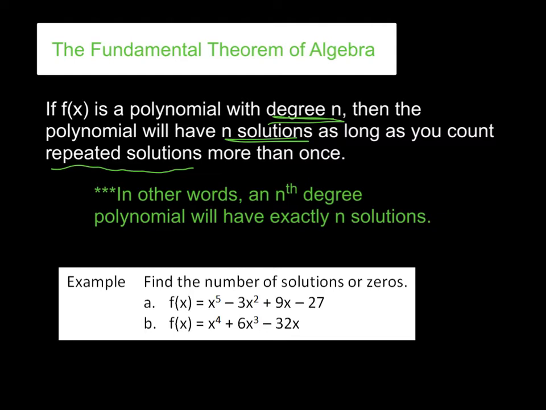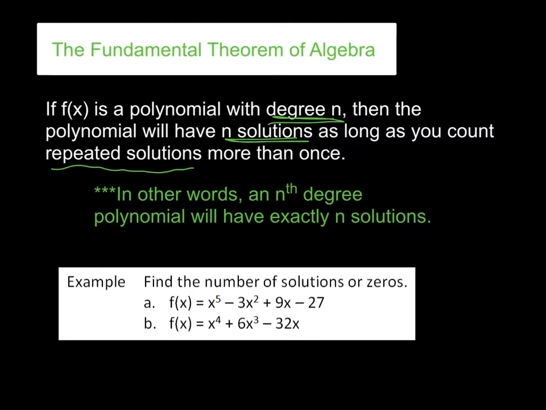So this is important because as you're solving, if you end up at the end of the problem saying, oh, x equals 5 and x equals negative 3.487, yet the degree is 4, then you know you've missed something along the way and you need to find your additional 2 zeros or solutions because it's a 4th degree polynomial.